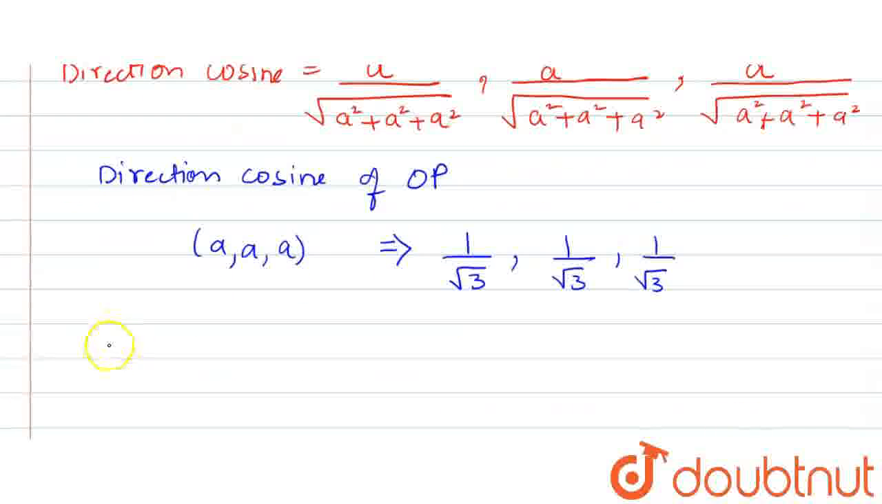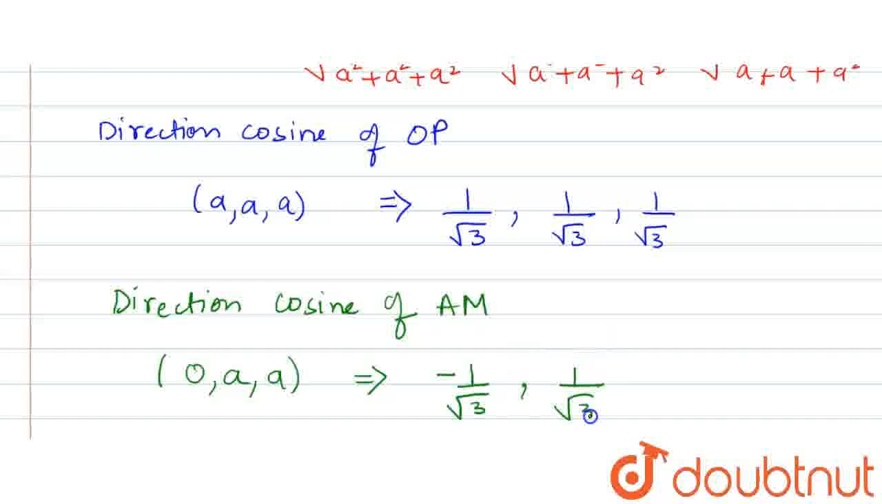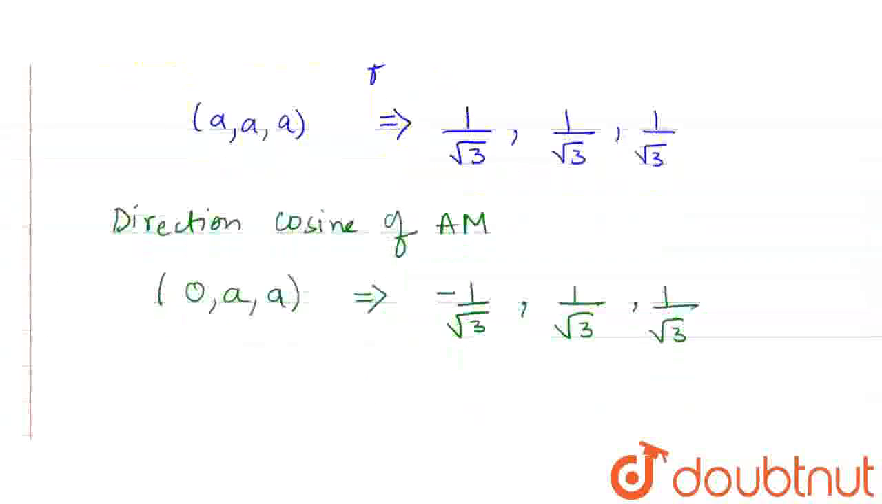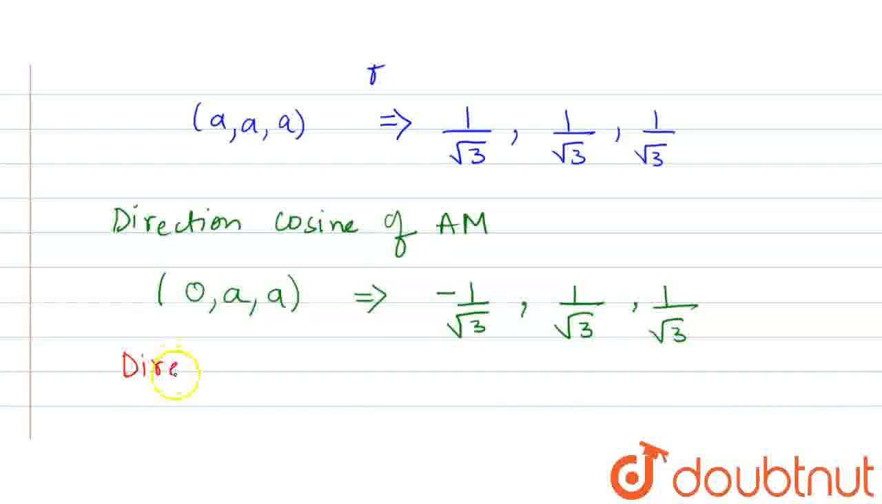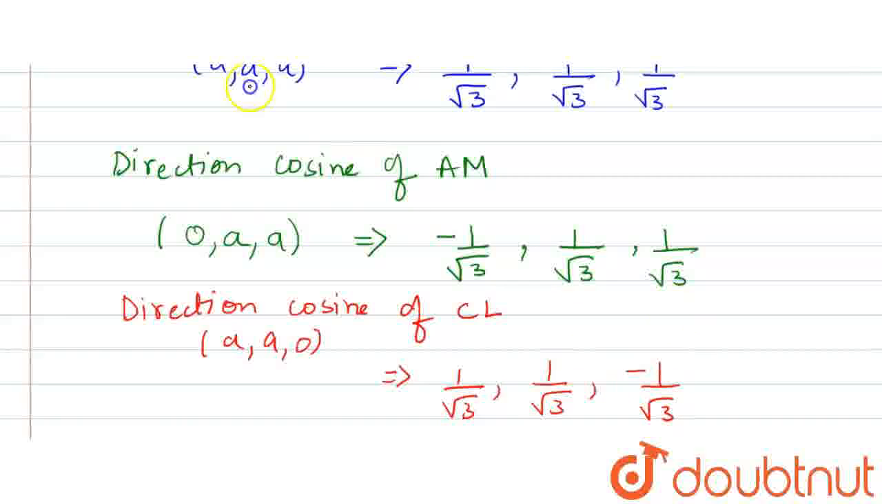Now let us find the direction cosine of diagonal AM. As the points on AM are 0, A, A, the direction cosines are minus 1 by root 3, as it is 0 minus A, comma 1 by root 3 and 1 by root 3. Next we will find the direction cosine of CL. The points on CL are A, A and 0. So here 1 by root 3, 1 by root 3 and minus 1 by root 3.